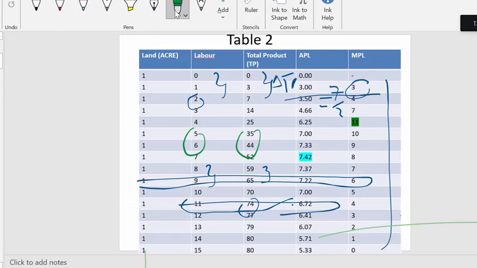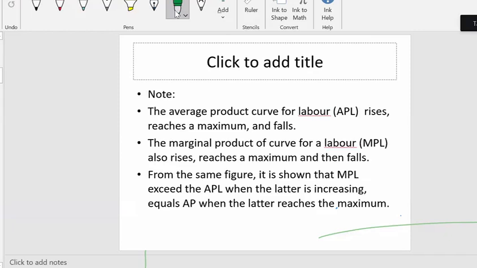And what does the formula say? The formula of the marginal product is the change in total product. From 35 to 44, the change is 9, divided by the change in labor, which is 1. So just divide 9 by 1, you'll get 9. Okay, you can just review it. You understand? Yes, I do.